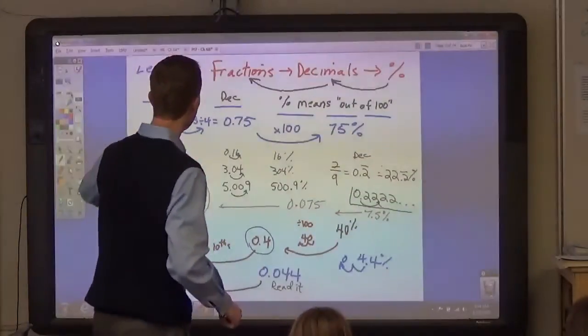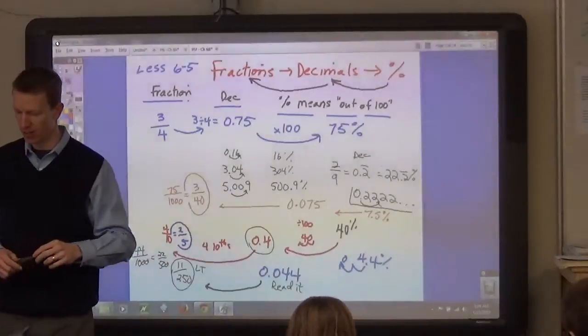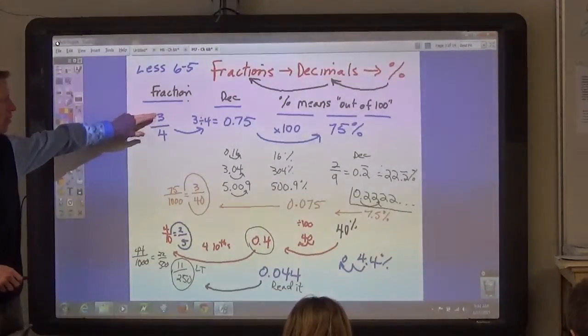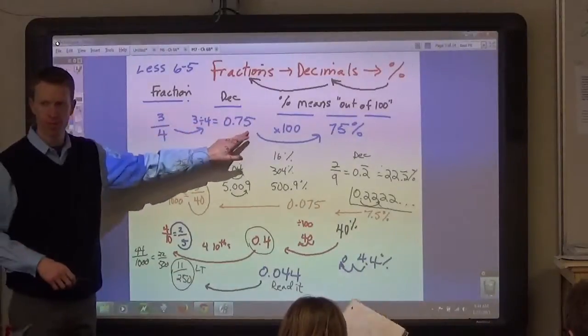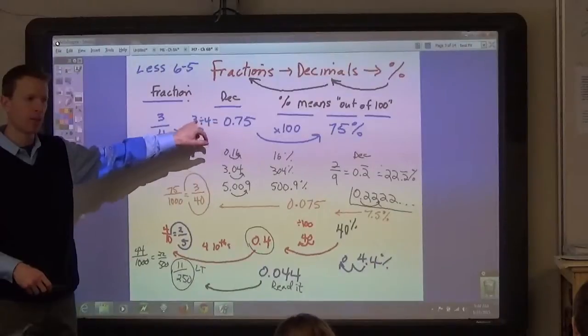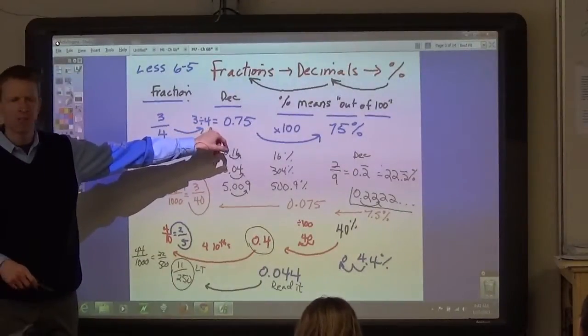About lesson 6.5, which is fractions, decimals, and percents, and how they're related to each other. A fraction, we said, we can convert to decimal form by taking the top number and dividing it by the bottom number. The numerator divided by the denominator. Now, when would you want to do that?